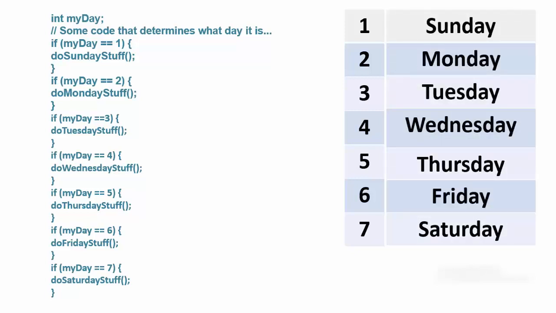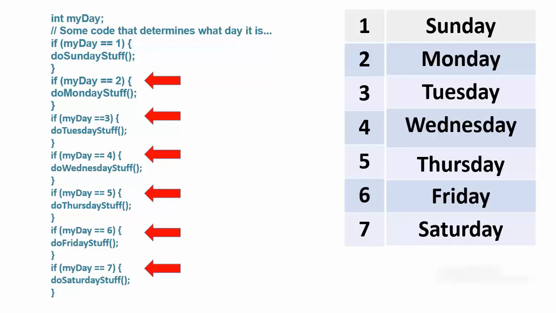This code works, but again, it can be improved. The reason is because the way it is presently written, the program often executes a lot of unnecessary code. For example, if variable myDay equals 1, which means Sunday, then the first if test is true and we call the function doSundayStuff. The problem is that the program then proceeds to perform 6 more unnecessary if tests, although we know none of them can be true.